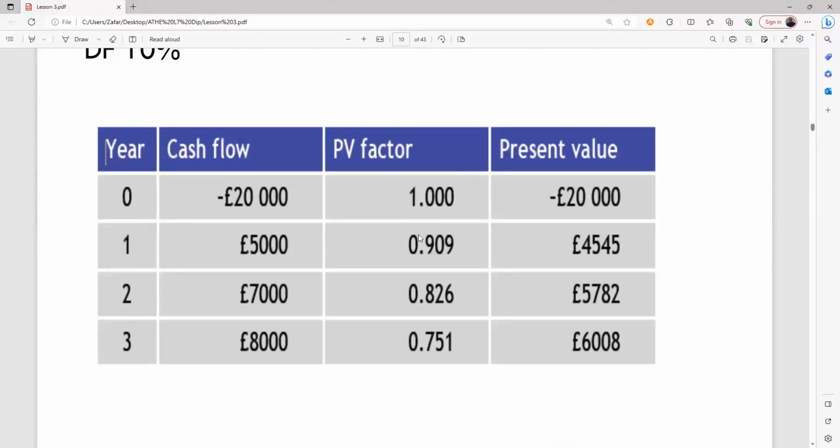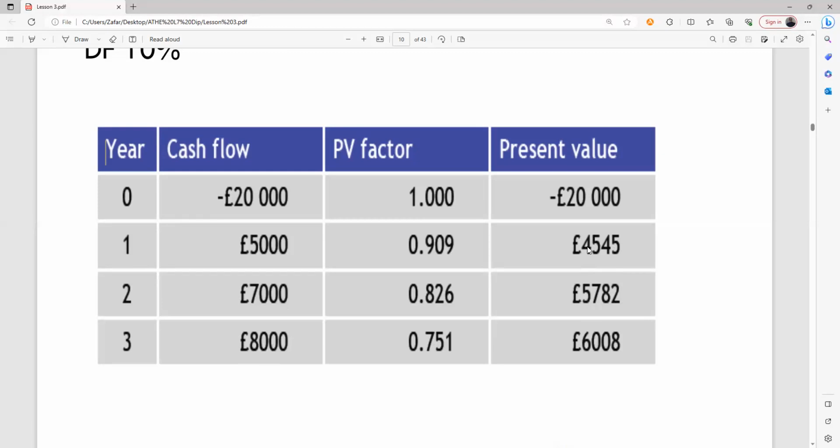So you multiply by these factors. 0.909 multiplied by 5,000 will give you 4,545 next year. The following year you multiply 0.826 by 7,000, so the value of 7,000 falls down to 5,782. Now the third year we multiply the factor 0.751 by 8,000, so 8,000 times 0.75 gives us 6,008, in today's value. So you add these three up: 5 plus 4 plus 6, which is 11.